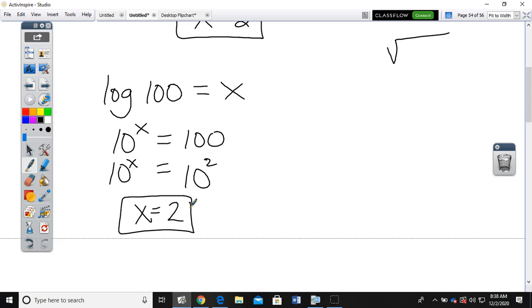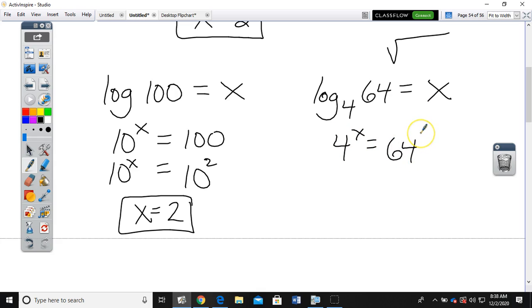Okay, now let's try another. Log base 4 of 64 equals x. So what would we do there? You said 4 to the x equals 64. Can we change 64 to 4 to some power? 4 to the third. So 4 to the x equals 4 to the third, so x has to equal 3.